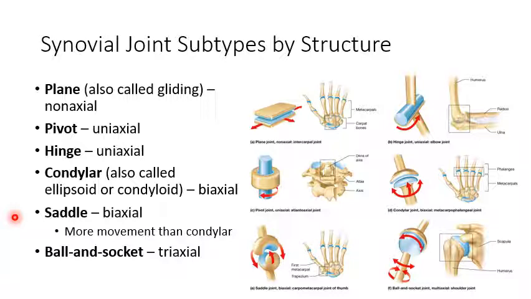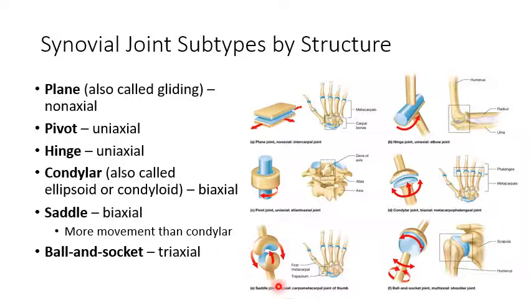Then you have condylar joints and saddle joints. Those are both types of synovial joints that allow biaxial movement, so movement in two axes. The condylar joints are also called ellipsoid joints sometimes, or condyloid joints. They're very similar, just the structure is a bit different. So you can see the condylar joint illustrated here. A good example of it would be the joints between the metacarpal bones and the phalanges, so the metacarpal phalangeal joints in the hands. The saddle joint is shown here.